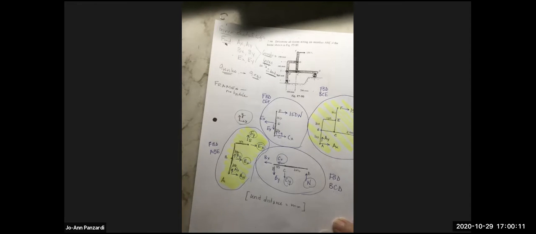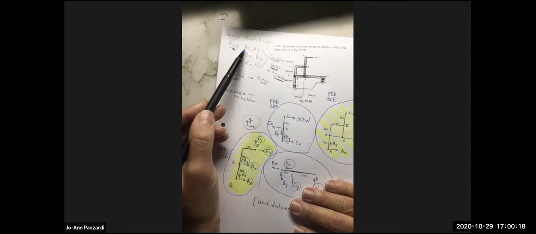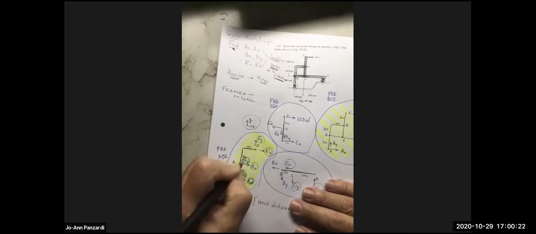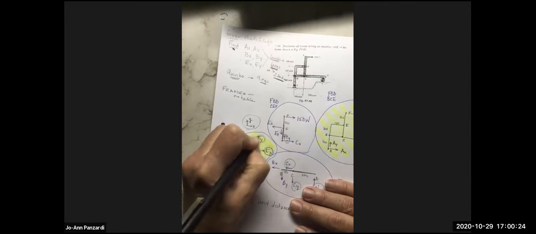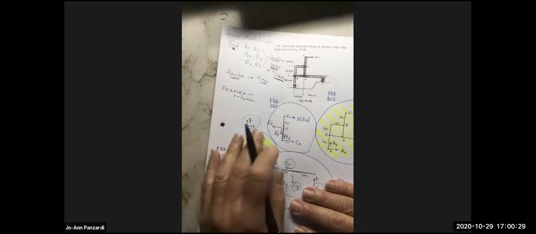Okay. So what do we need to find? We need to find the reactions at A, B, and E. So here, I need to find AX, AY, BY, BX, EX, EY. I'm going to have to find everything on this free body diagram. But on this free body diagram, I only have to find AX and AY. N, they're not asking us for N. And yeah, we know the 150.